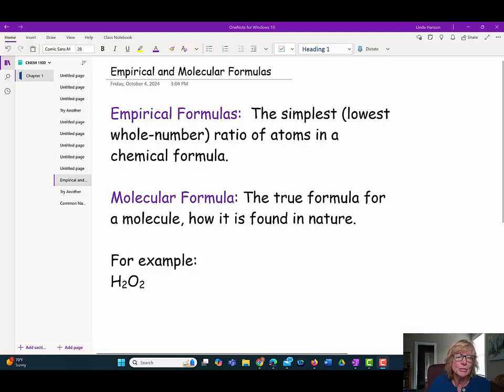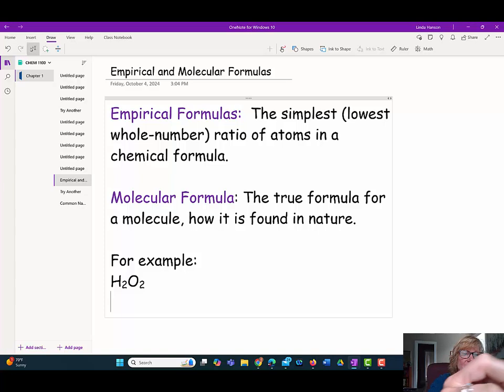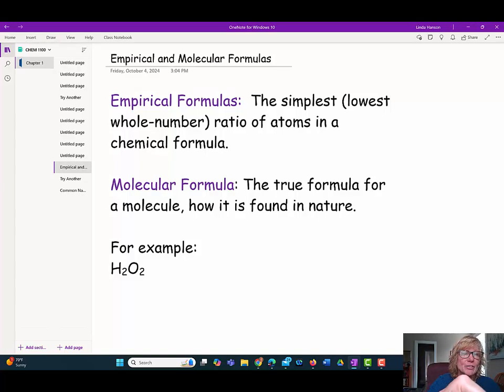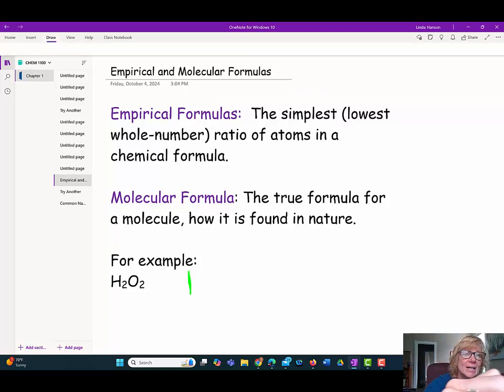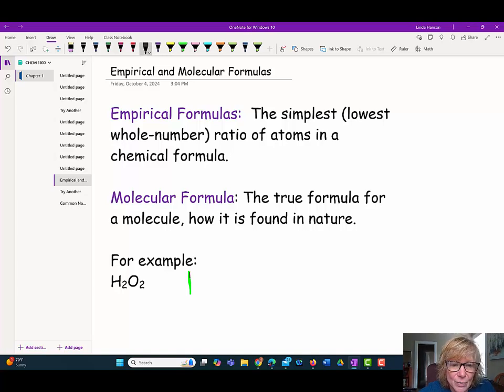So just to define the two terms, an empirical formula, as you can see, is the simplest whole number ratio of atoms in a chemical formula, whereas a molecular formula is the true formula for how we actually find that molecule in nature. And I have an example here where I can show H2O2, which is a common name for what we refer to as hydrogen peroxide. So again, this is one that you are going to run across with a common name. It is not called dihydrogen dioxide, but rather just simply hydrogen peroxide.